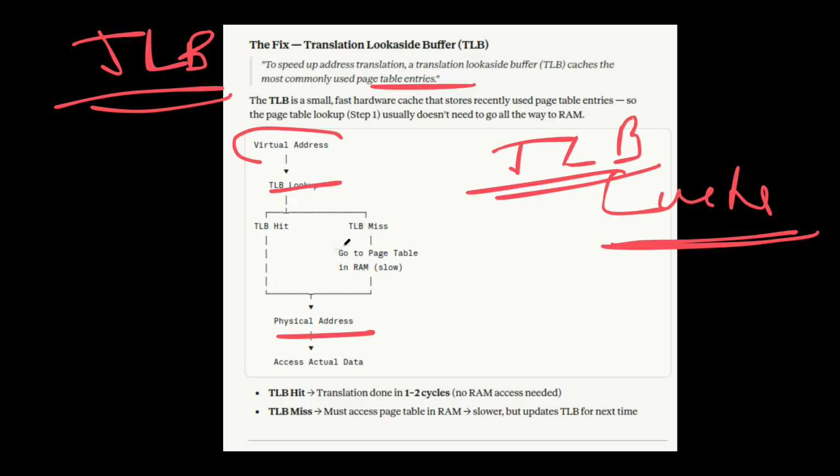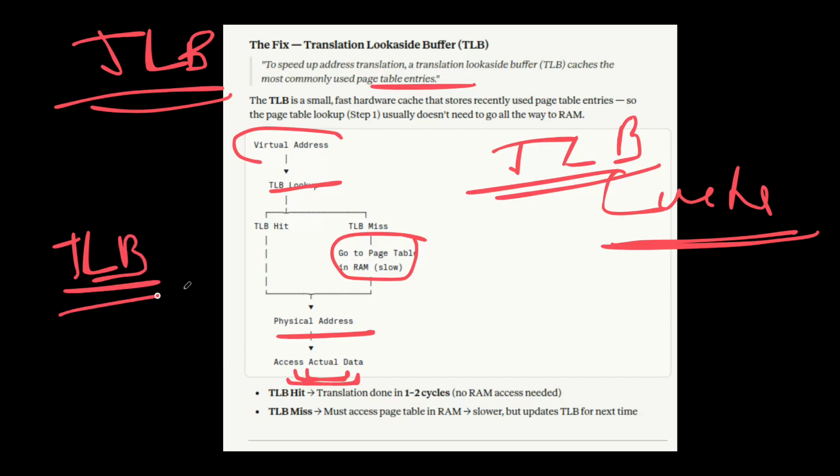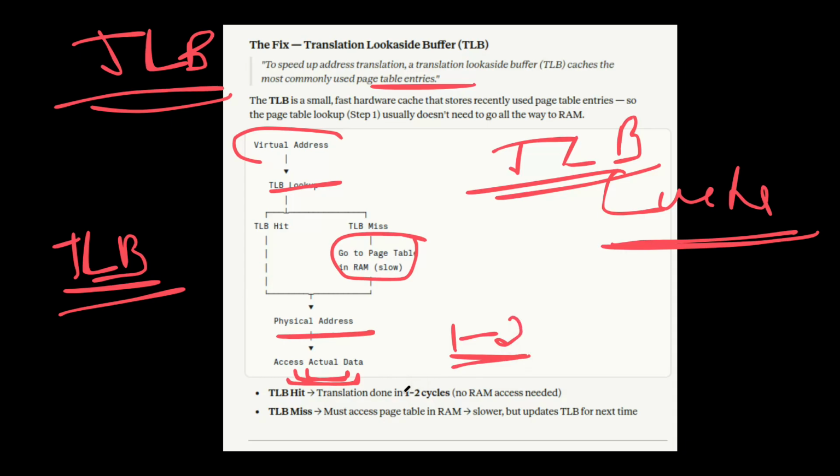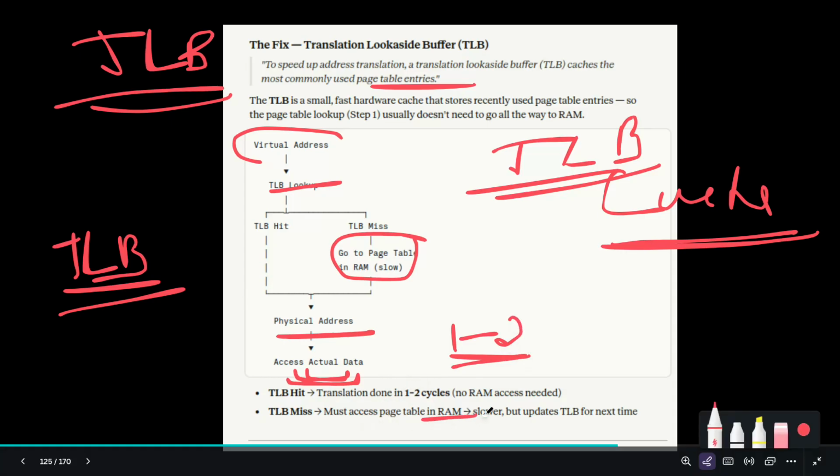Now when a TLB miss occurs, we are going to the page table in the RAM, and we will get the access. We can actually get the actual data from here. So if you have a TLB hit, what does it mean? The translation is done in 1 to 2 cycles, no RAM access needed. TLB miss means what? Must access the page table in RAM, slower, but updates the TLB for the next time.